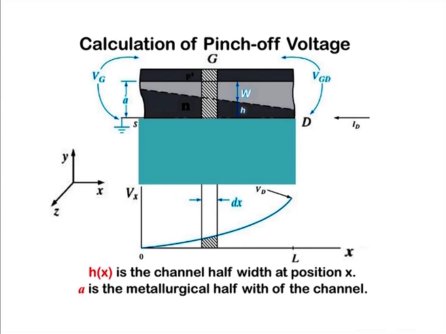At the source side this is minimum and maximum at the drain. So now the channel width is also changing, and we can consider it a linear variation from source to drain, where Hx is the channel half width at position x. In the figure below you can see the voltage drop, and in a short channel we can consider the voltage drop also increasing linearly.